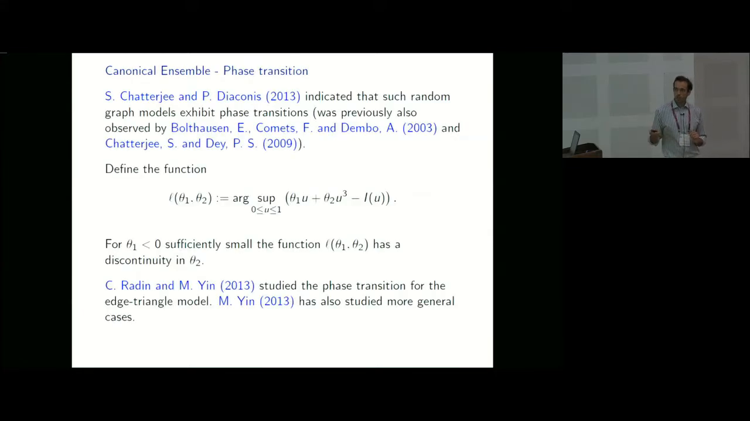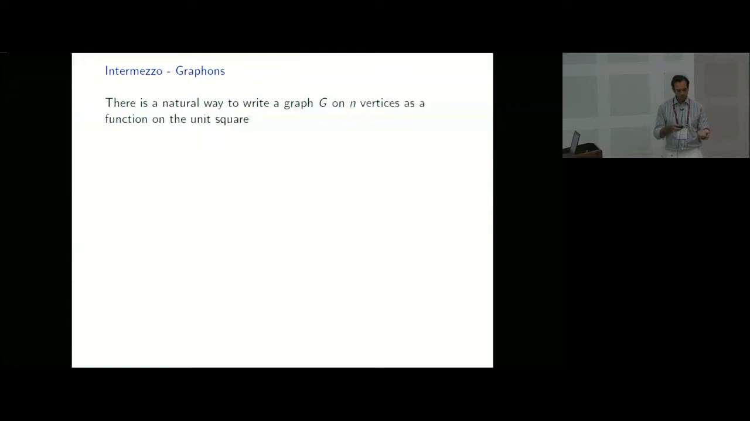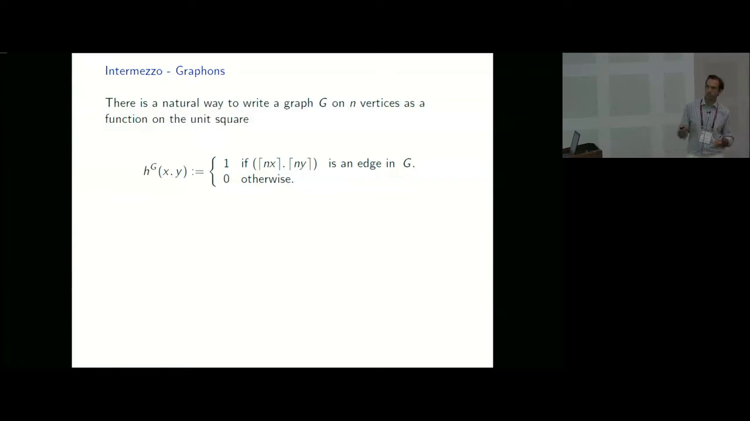So how did they actually manage? In Chatterjee and Diaconis, they relied on graphons in order to prove the results. And here I'll go a little bit quickly through the general theory: what are graphons? Essentially, it's a natural way to write a graph as a function on the unit square. You start with a graph and you define a function like the adjacency matrix. You write it as a step function on the unit interval.